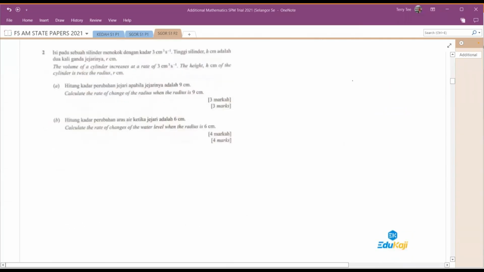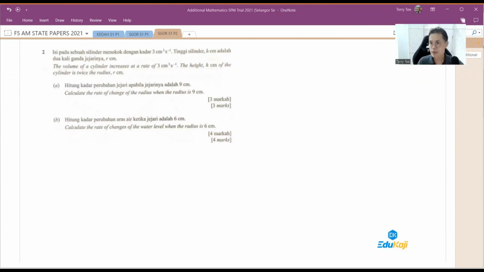Okay, let's move on to question number 2. So this is for the chapter differentiation. The previous one is from Form 4, Chapter 3, System Equation. This is Form 5, Chapter 2, Differentiation. So the first thing I need to do is to find, we're finding what? The rate of change of a radius, yeah?